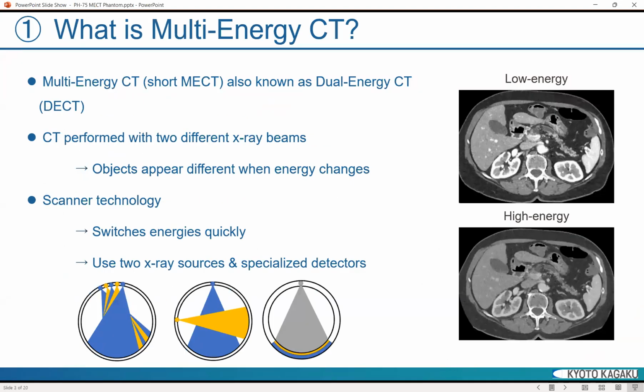First of all, what is multi-energy CT? Multi-energy CT is also known as dual energy CT. This is a CT device which performs the screening with two different X-ray beams with different energies. This also means that a new scanner technology is needed for those devices, which can switch between energy quickly and can use different X-ray sources and specialized detectors, also to process the data later.